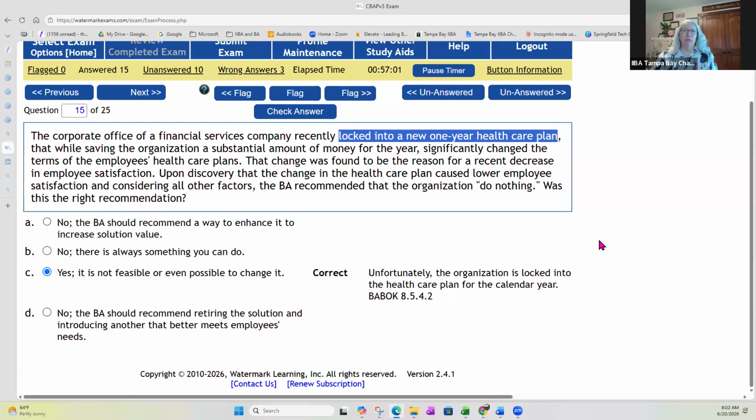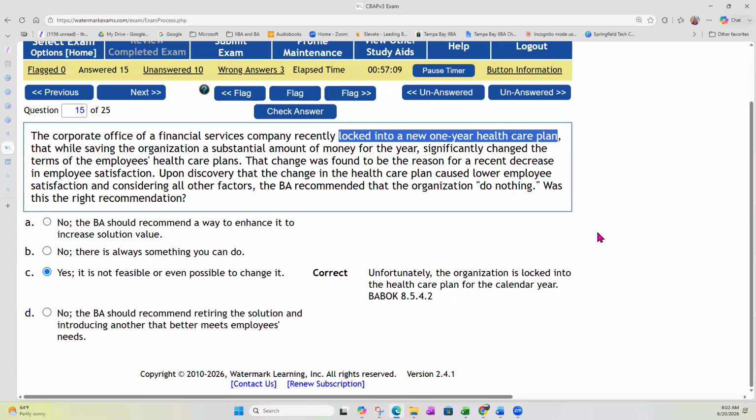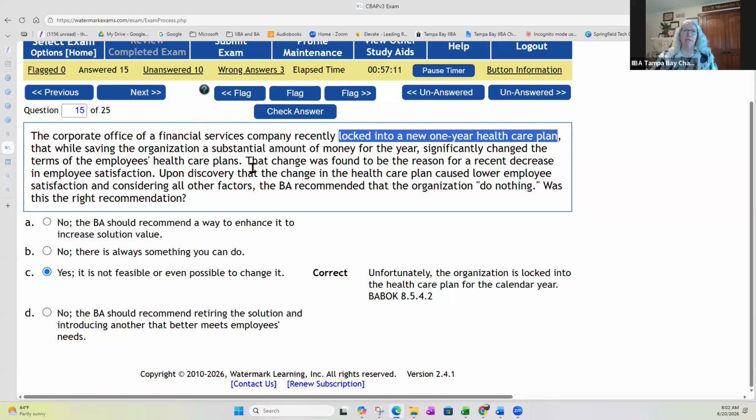There are other things we can do, but not with the solution. It would be external to the solution. We can say, hey, we're going to give you an extra day off, or something like that. Something to help employee satisfaction. But we can't do anything about this because we're locked in.